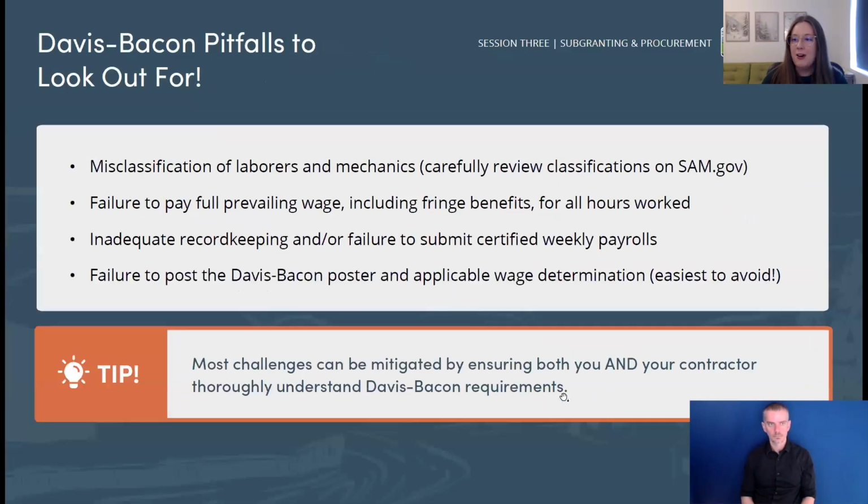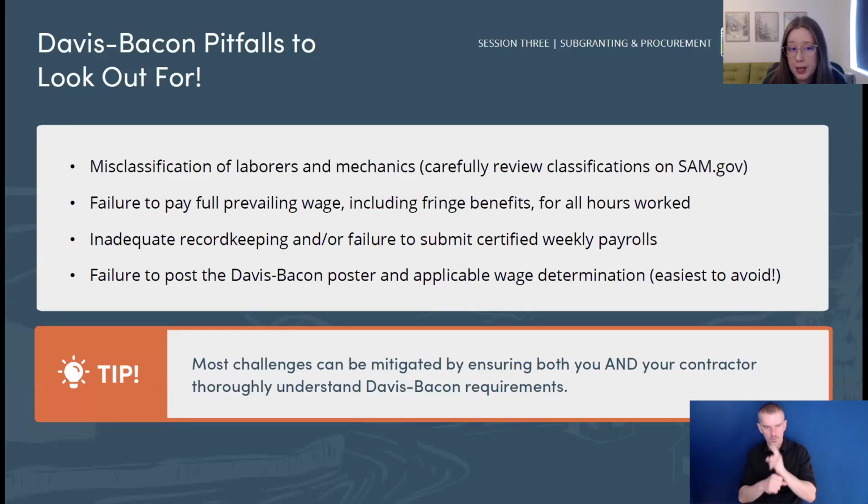Some of the pitfalls to look out for. Misclassification of laborers and mechanics. As I mentioned, there are a lot of different classifications based on the function of a contractor, what they're doing at the job site. So really make sure that we're classifying everyone correctly for the hours that they are doing and the type of work that they are doing.